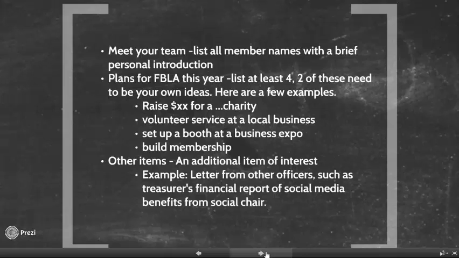You also want to have your plans for the FBLA laid out with some details. There need to be at least 4 items, 4 things that we're going to get done this year. 2 of these need to be your own ideas. Don't use all of mine. I've got some examples here, but you need to come up with 2 of your own.